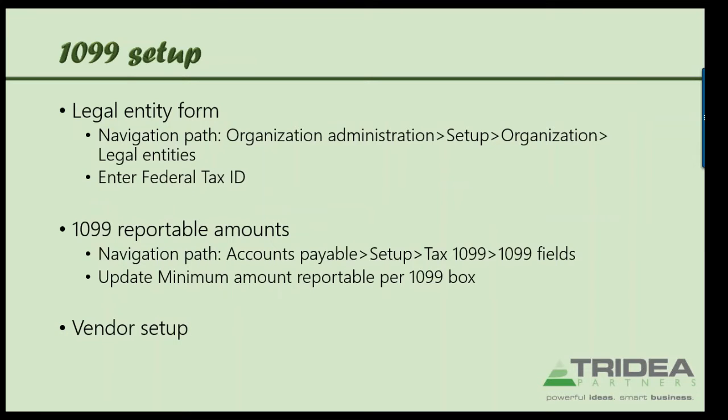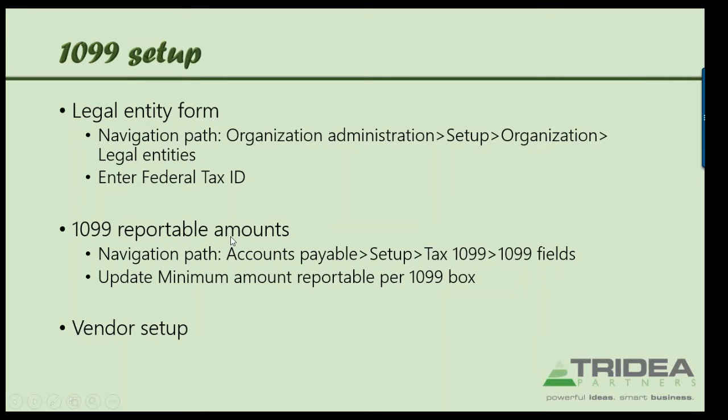So within AX, there's a couple setups you need to do so that you can process 1099 reports. It's minimal. First, in the legal entity form, which I have the navigation path here within AX, it's in the Organization Administration module. On the 1099 tab, you're going to go ahead and enter your company's federal tax ID, and that's going to show when you print the reports in your federal tax ID field.